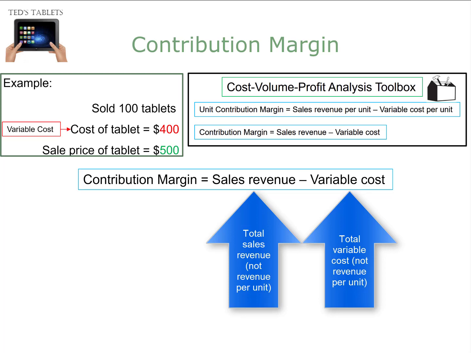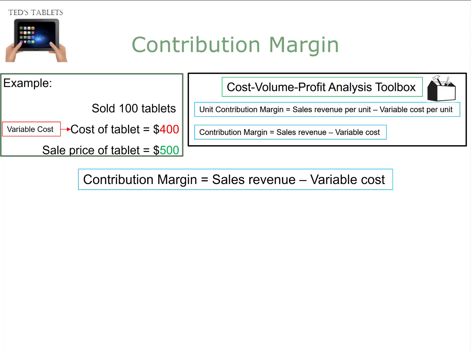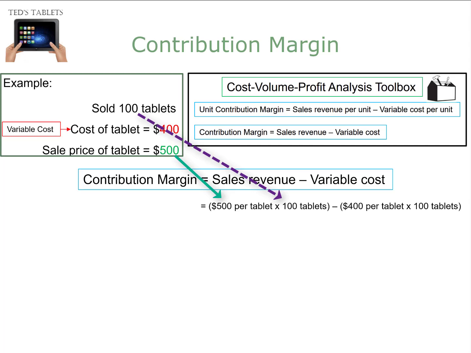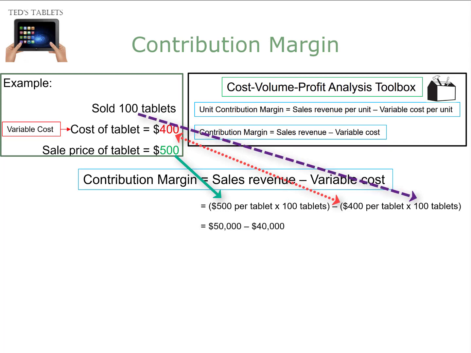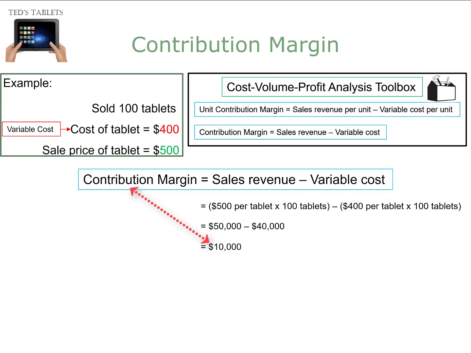So we'll need to calculate total sales revenue and total variable costs. So let's plug in our sales price and cost to calculate total sales revenue and total variable cost. Sales revenue is $500 per tablet times 100 tablets. Then we subtract $400 of variable cost per tablet times 100 tablets sold, which gives us $50,000 of sales revenue minus $40,000 of variable costs, which means we have a contribution margin of $10,000. This means Ted has $10,000 of contribution margin to cover his fixed costs. If it was enough to cover his fixed costs, then the excess would contribute to net income.